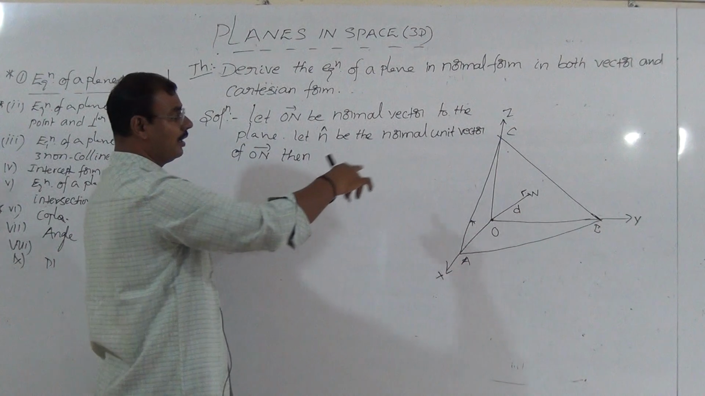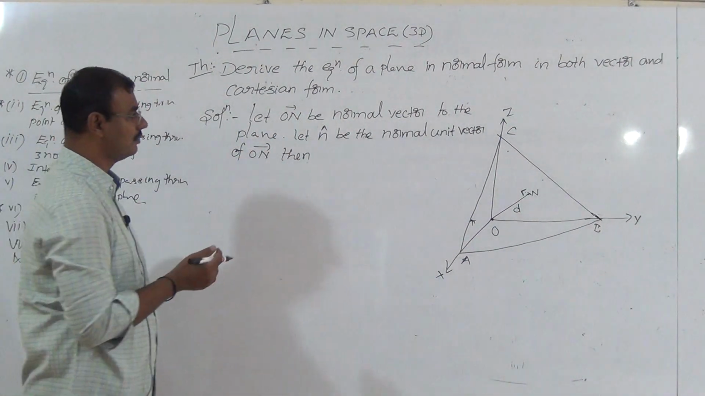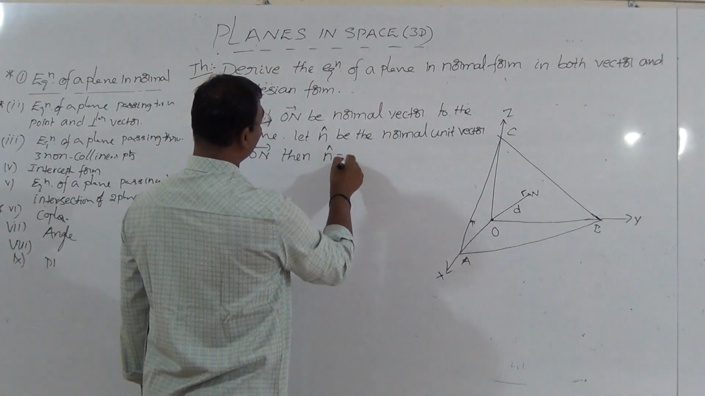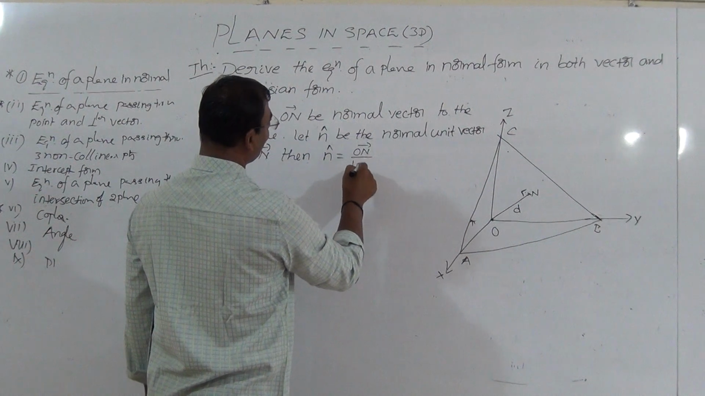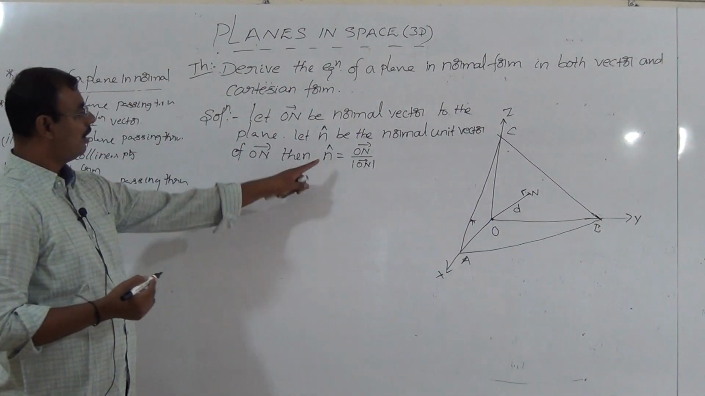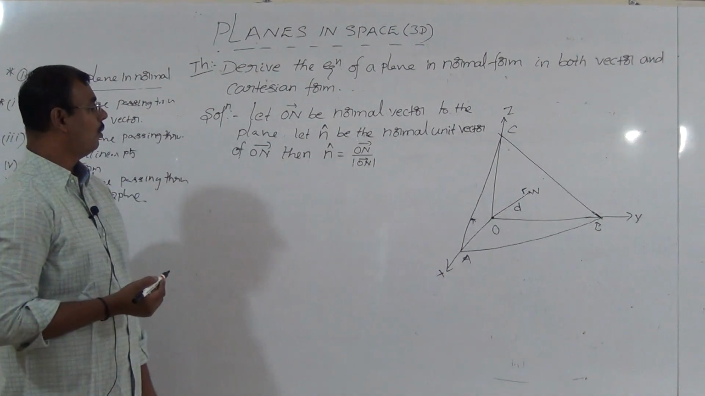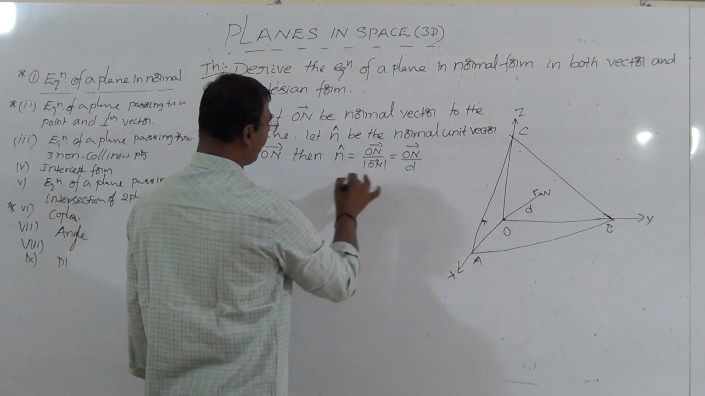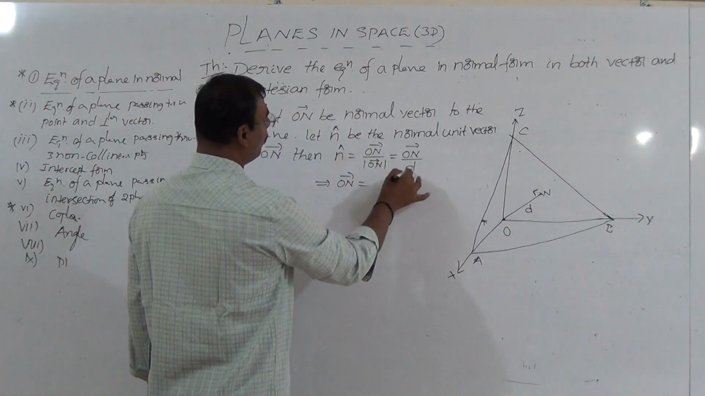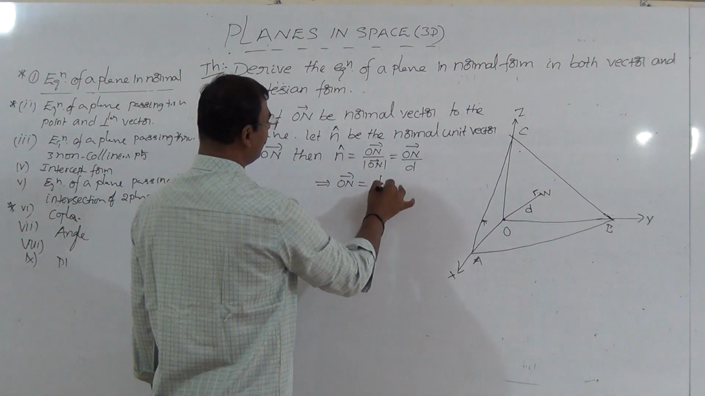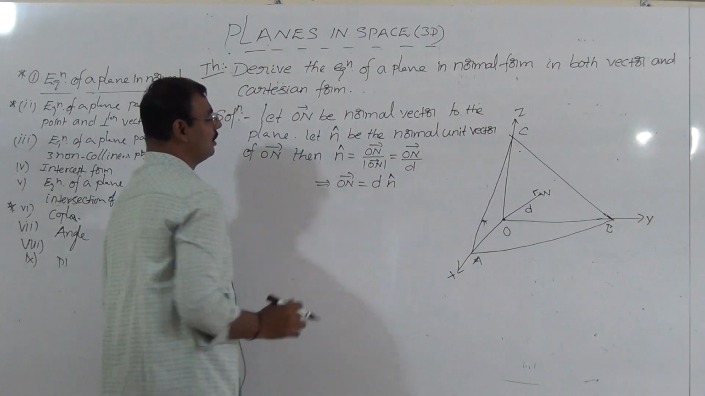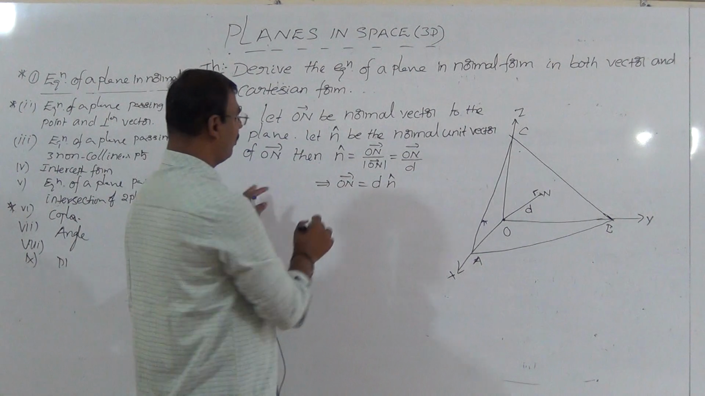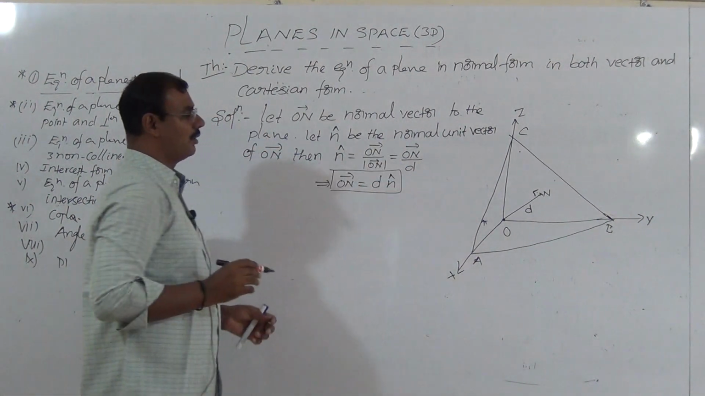ON is a vector, it has a magnitude and direction. So we can write ON cap, that is n cap, equal to ON bar divided by magnitude of ON bar. This is the unit vector definition. n cap is equal to ON bar divided by magnitude of ON bar, which is equal to ON bar divided by d. Now vector ON is equal to magnitude into direction, that is d into n cap. So we got the ON vector: distance into the unit vector. Are you following this?